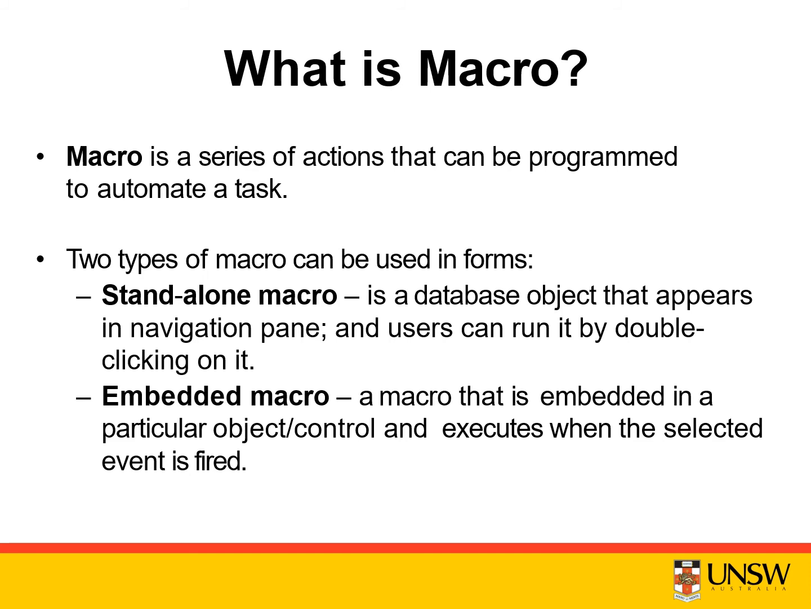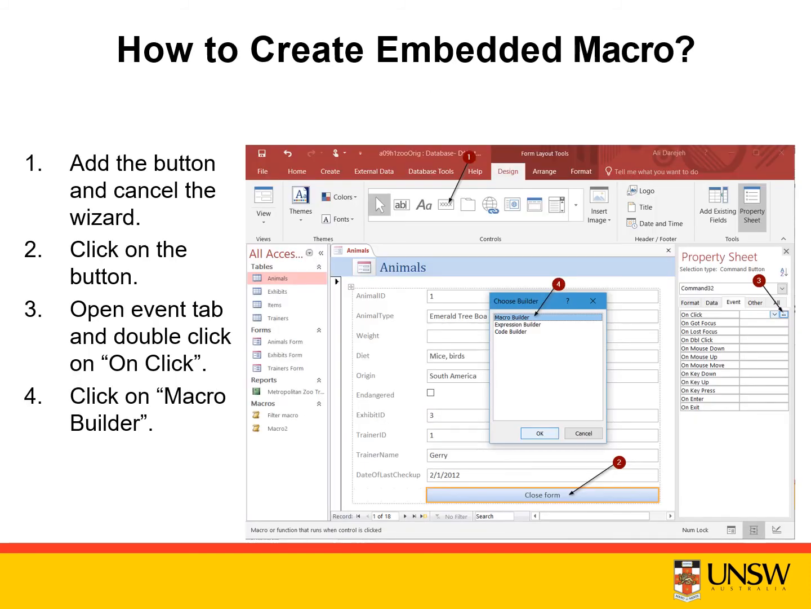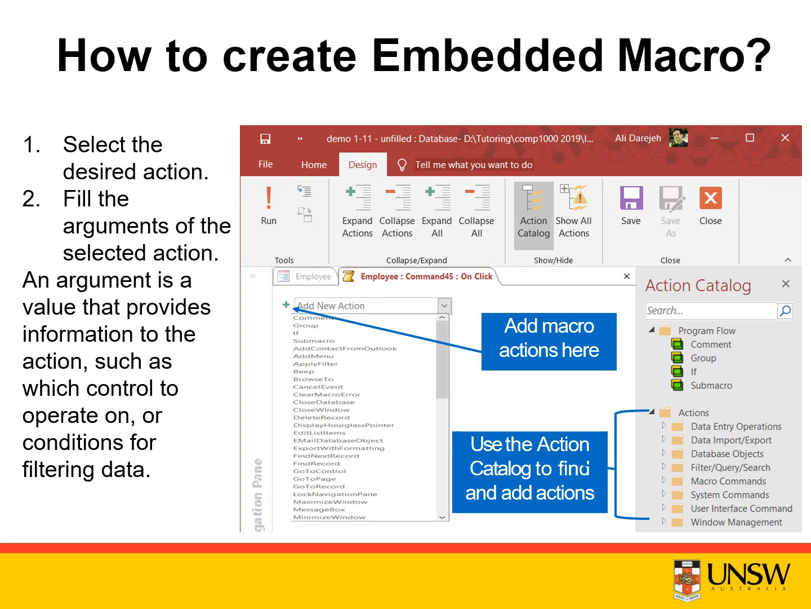For creating an embedded macro, I mean a macro that works based on an event, click the desired event and select the macro builder and click OK. Then you will see this editor. By opening Add New Action, you can select the commands that you want to add in your macro. Finally, you need to fill the arguments.